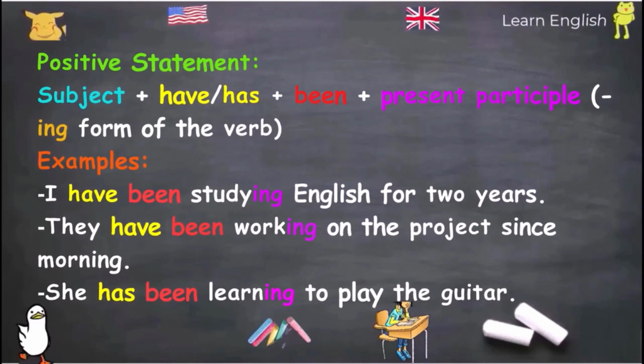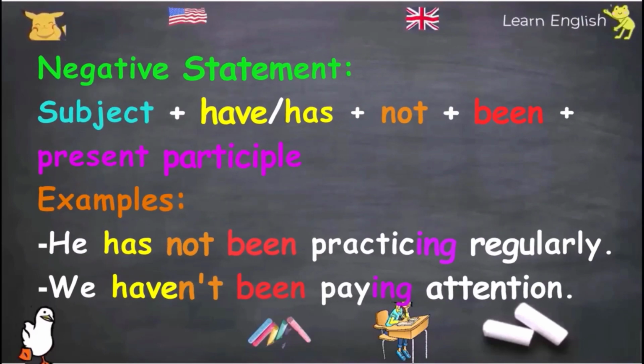Examples. I have been studying English for 2 years. They have been working on the project since morning. She has been learning to play the guitar. Negative statement: subject, plus have or has, plus not, plus been, plus present participle. Examples. He has not been practicing regularly. We haven't been paying attention.